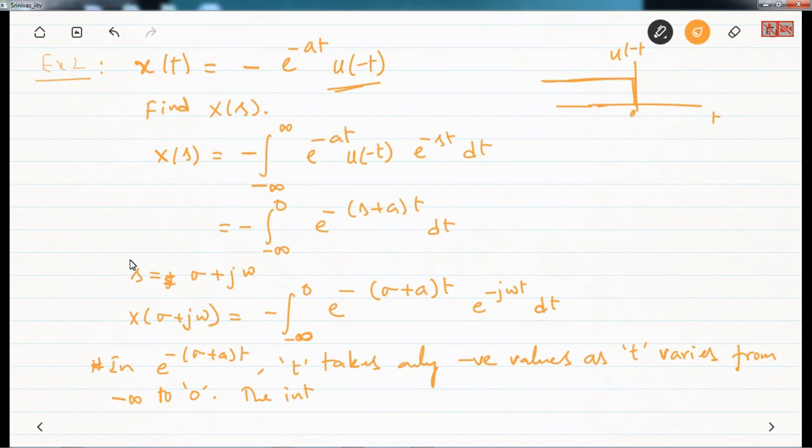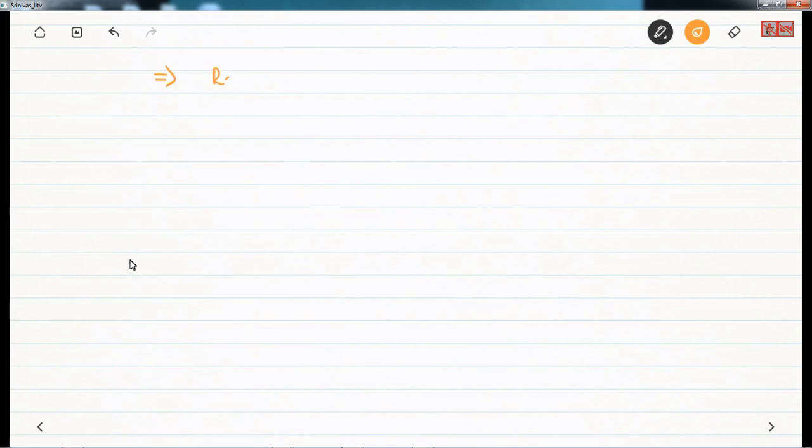That means this exponential will become a decaying exponential only for sigma plus a less than zero. Since t is already negative, this becomes e power plus (sigma plus a) t. So for this integral to converge, we need a negative sign, and for that we need sigma plus a to be less than zero. So the integral converges only if sigma plus a is less than zero, that means if real part of s is less than minus a.